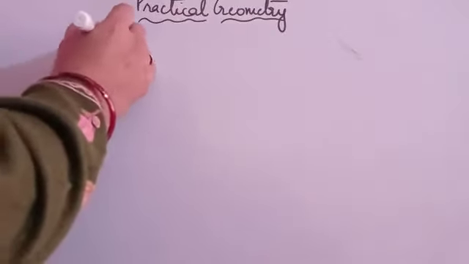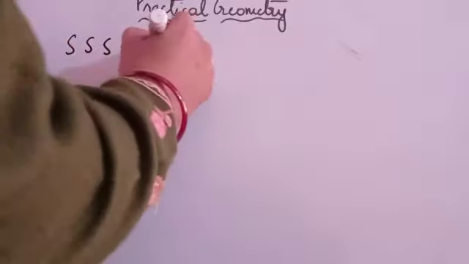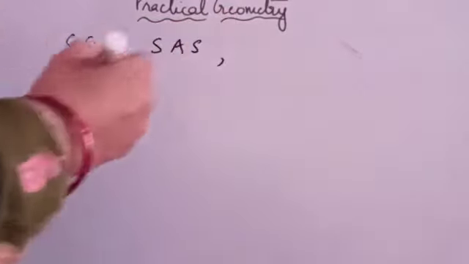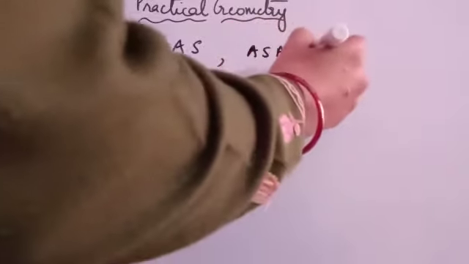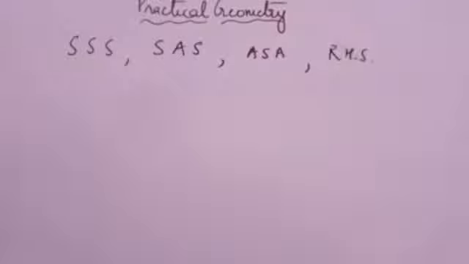Now another sum, drawing of the triangles, and in drawing of the triangles you will get several kinds of sums, which are when the three sides are given, SSS, when two sides and the included angle is given, SAS, when the two angles and the included side is given, ASA, and the last is RHS. The right angle is given, hypotenuse is given and one side is given. So four kinds of constructions you will come across. I'll tell you one by one.